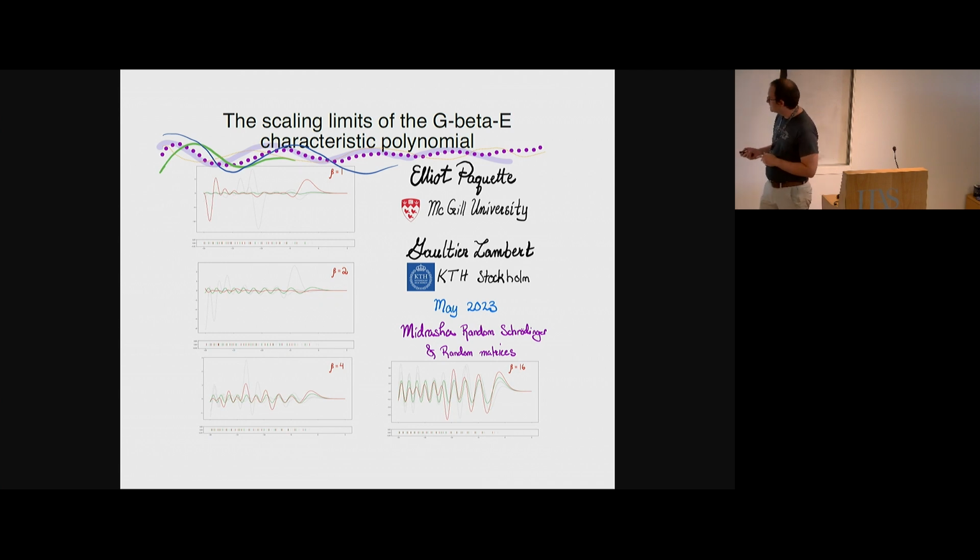I put a couple pictures here. These are simulations of the actual limit process. So it's possible to really create a rule to generate this for different values of beta, and this is at the edge, so you can see there's some sort of non-translation invariance happening. Everything I'm going to say is joint with Gautier-Lambert.